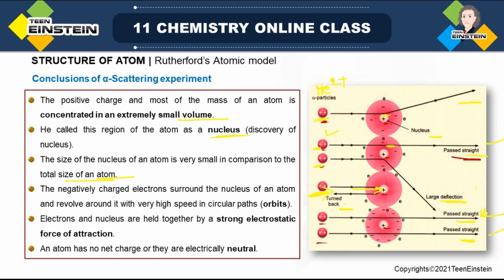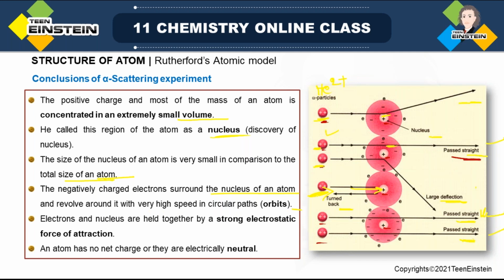But as the center is a very small region, out of several alpha particles, only a few are turning back 180 degrees. So it proves that the size of the nucleus of an atom is very small. It is concentrated in a small region in the center of the atom. The negatively charged electrons surround the nucleus of an atom and revolve around it with very high speed in a circular path, and these are known as orbits.